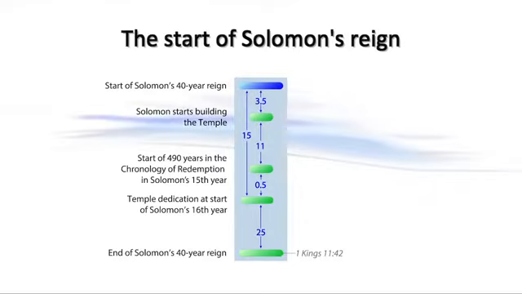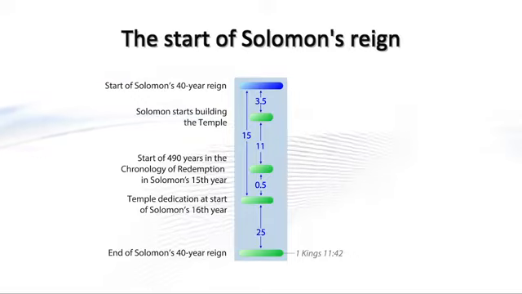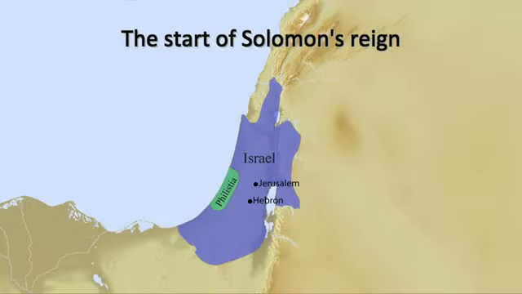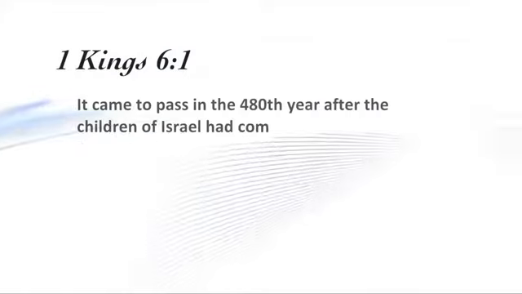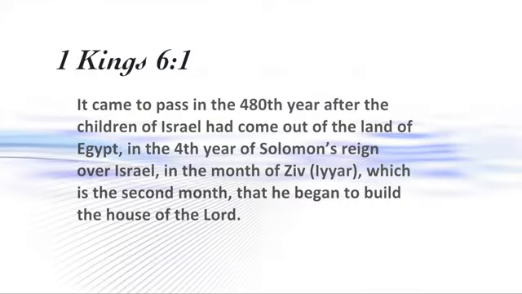Solomon reigned over Israel when his father David died. He was given the commission to build the Lord's temple in Jerusalem. 1 Kings 6:1 tells us that Solomon started building the temple during the 4th year of his reign.